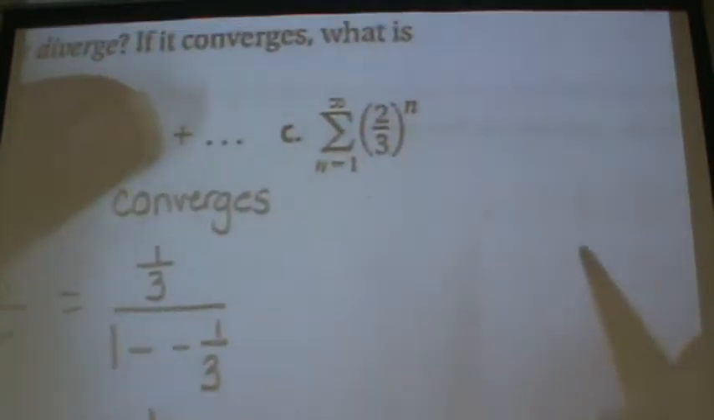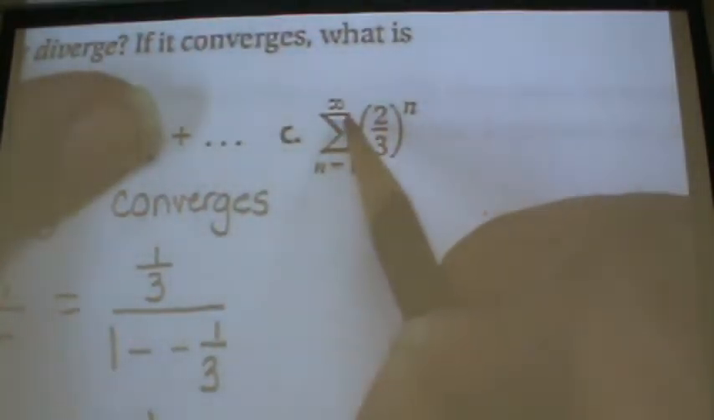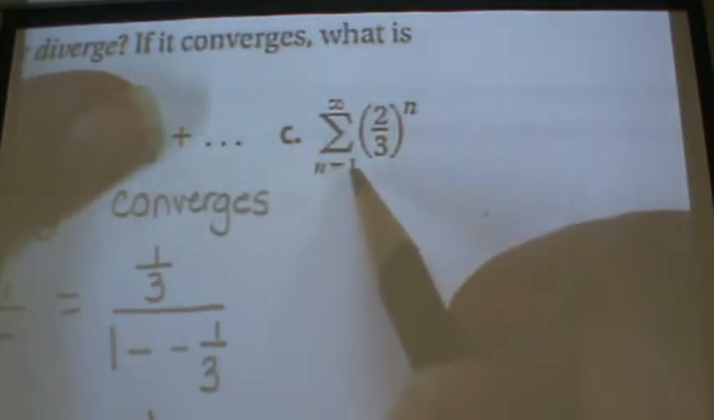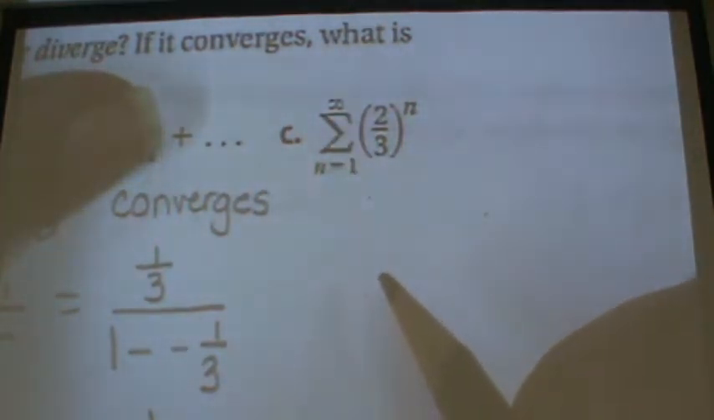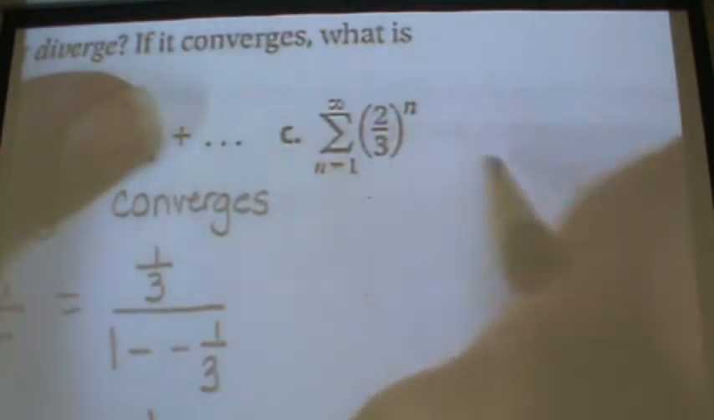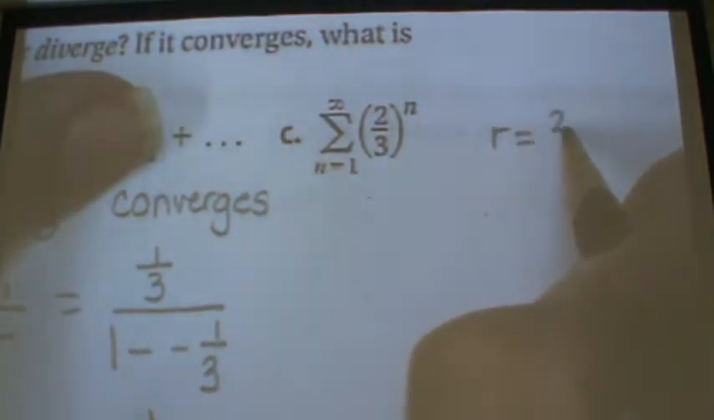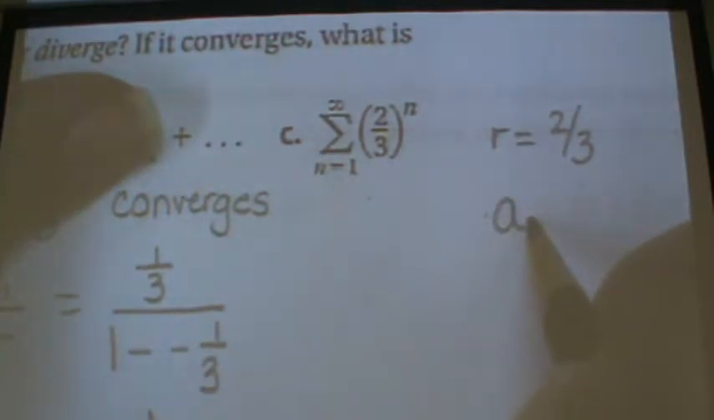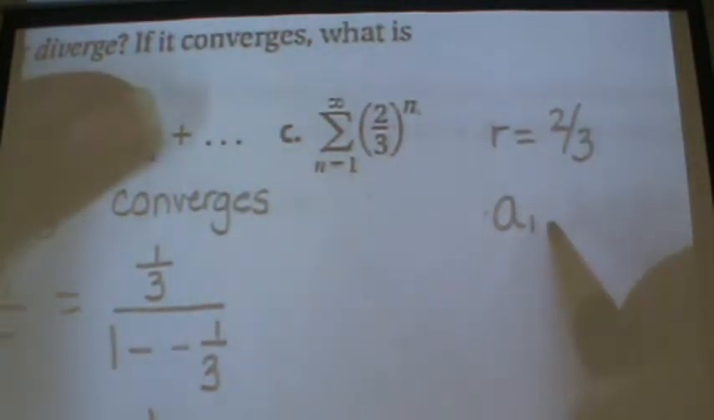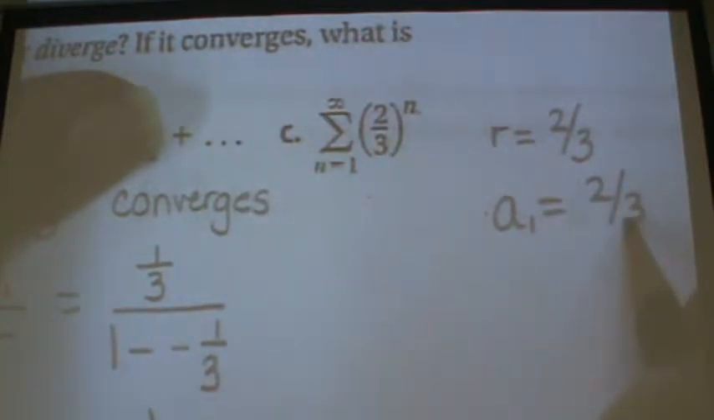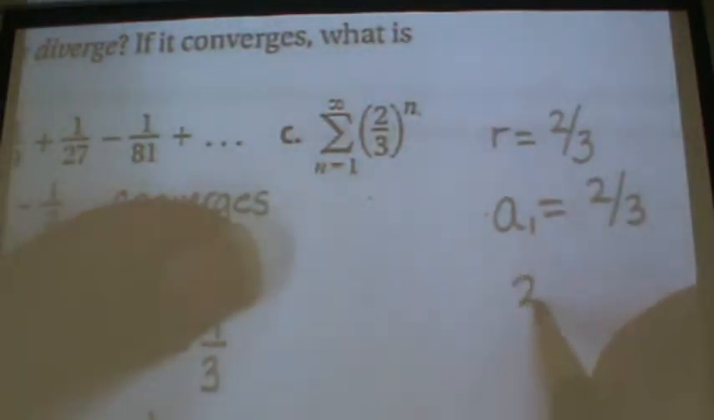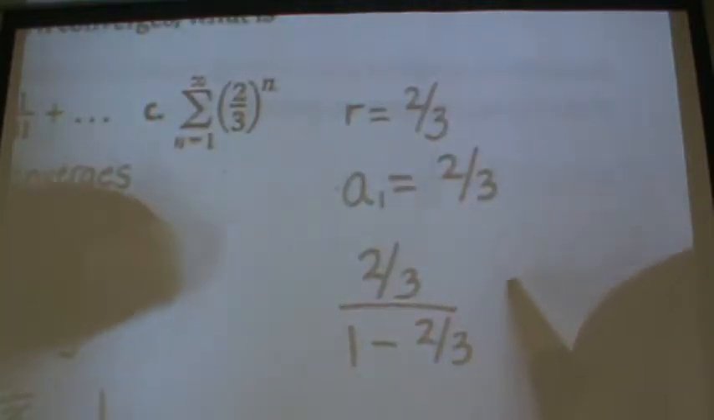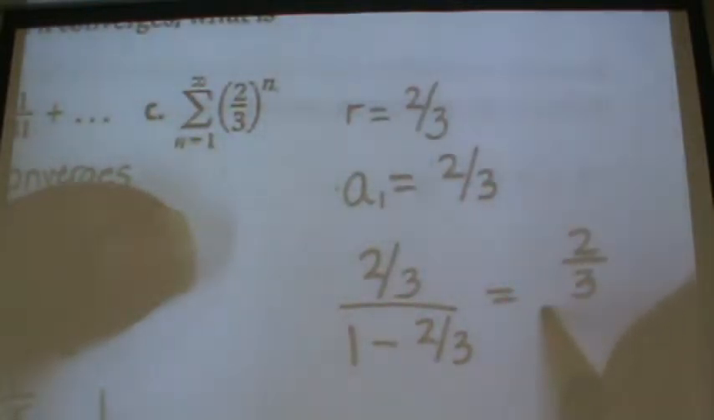Letter C. Now this is written in summation notation. You're adding from 1 to infinity. The R value is 2/3. I want to do this quickly. Your first term in the sequence, if you put a 1 up here, you get 2/3. And the R value is 2/3. So it's 2/3 over 1 minus 2/3. So 2/3 over 1/3. These cancel and your answer is 2.